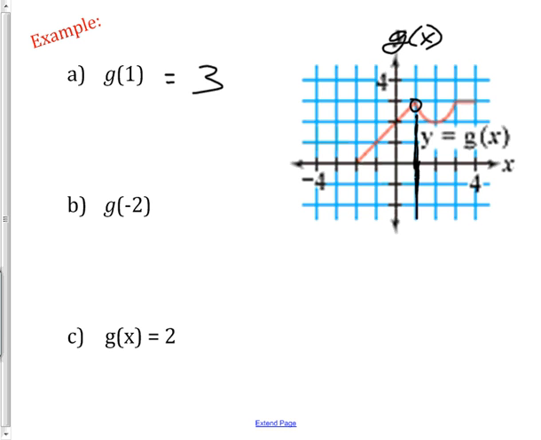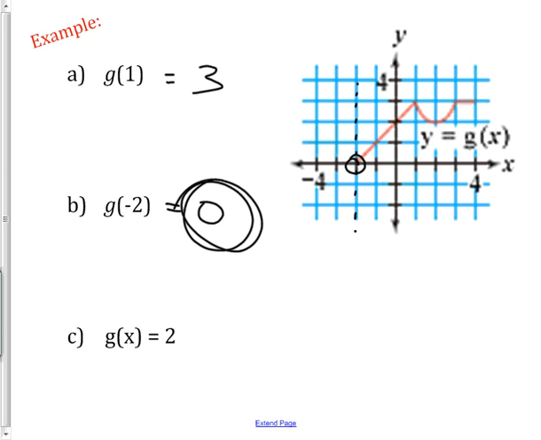g of negative 2. So what did they tell me? Did they tell me x or did they tell me y? They told me x. They told me x is negative 2. Find a spot where x is negative 2. And at that moment, what they don't want is x. They already told me that. They want the y. At that spot, what is it? 0. Good. Because at x is negative 2, that's right here. That's this line right here where x is negative 2. That's the important spot. The x is negative 2, the y is 0.